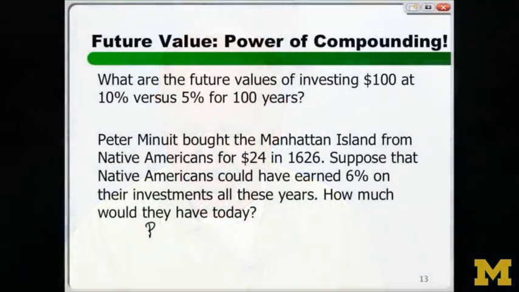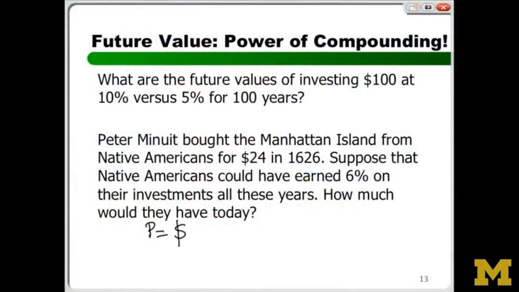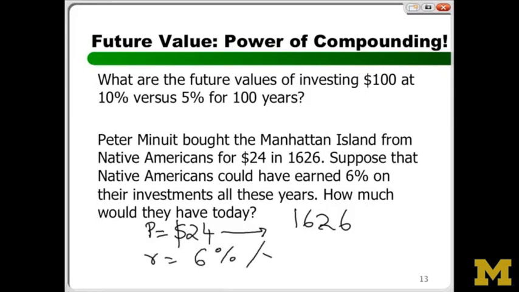I'm going to use this platform itself and tell you what the formula will look like. So it's very obvious now to you that the P here is $24. But remember when? It's 1626, right? And R is 6%. Remember, it's per year.